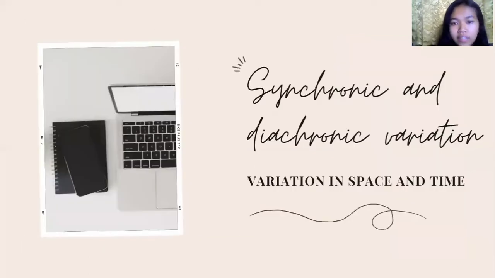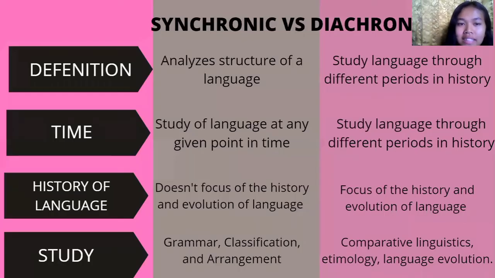For the second, I will explain about synchronic and diachronic variation. It refers to variation in space and time. The first is synchronic. What is the definition of synchronic? Synchronic analyzes structure of language. It studies any given point in time, doesn't focus on history and evolution of language, and studies grammar, classification, and arrangement of a sentence.